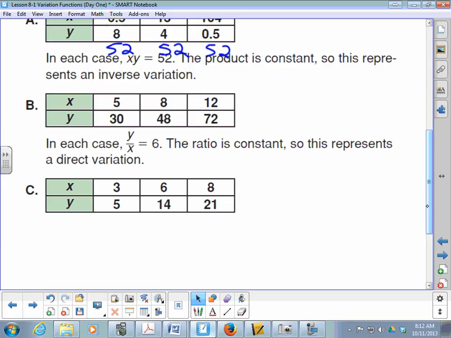So they're all different, right? 5 over 3 is not the same as 14 over 6, which is definitely not the same as 20 over 8. Since it's neither one of them, my answer is it's neither. It's not direct or inverse variation. It's just neither of them. And so that would be your answer. Neither.